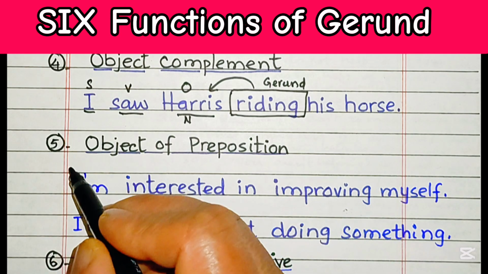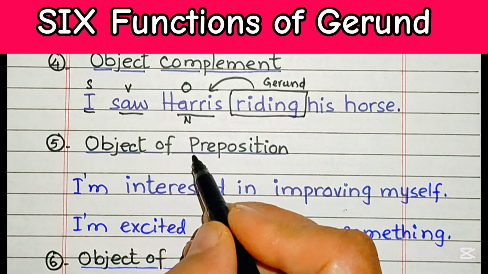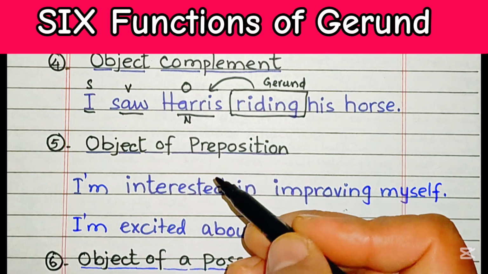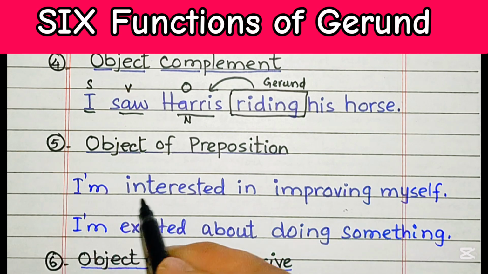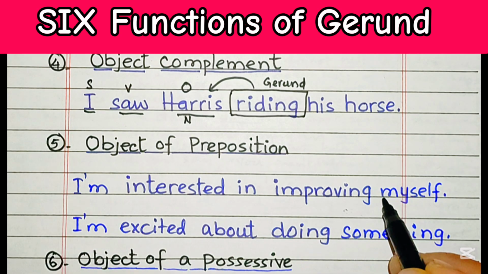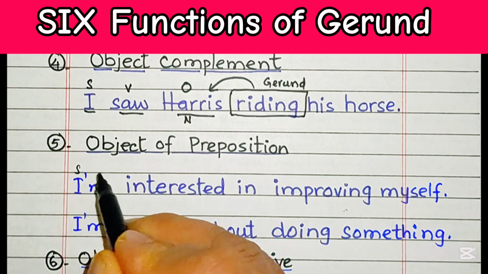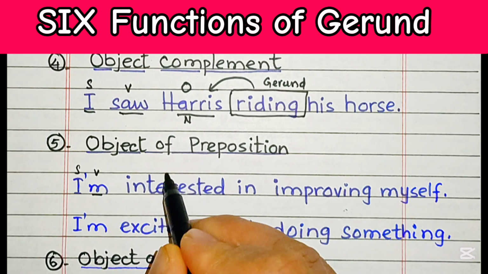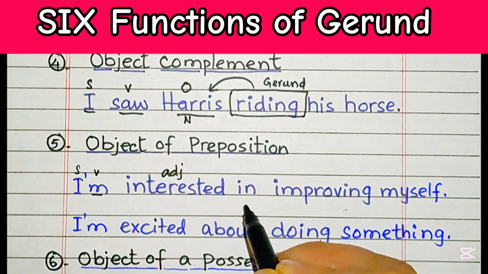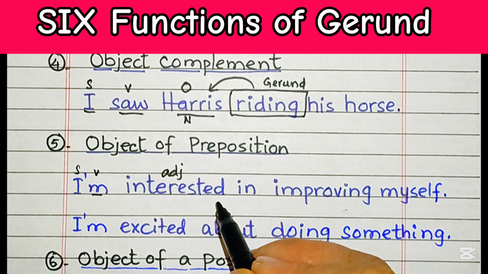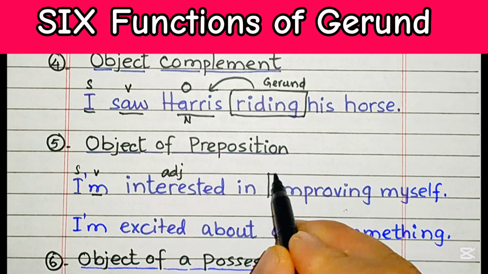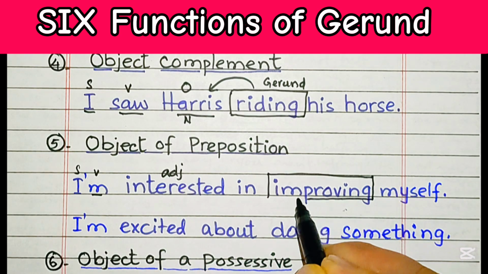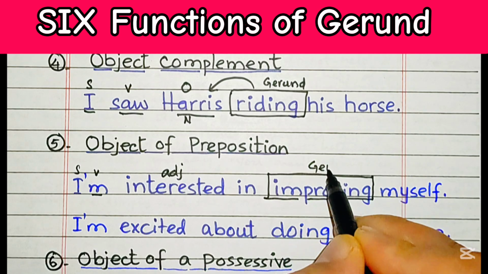Now look at this sentence, object of preposition. This is the fifth function that a gerund can play. So I am interested in improving myself. Over here we know this is subject, this is verb am, then this is an adjective over here. So this is past participle which can act as an adjective over here. So here improving is the gerund. In this particular sentence, the word improving is the gerund.